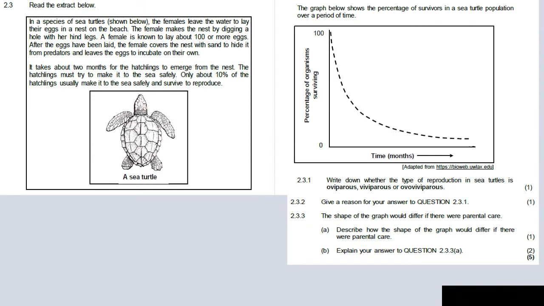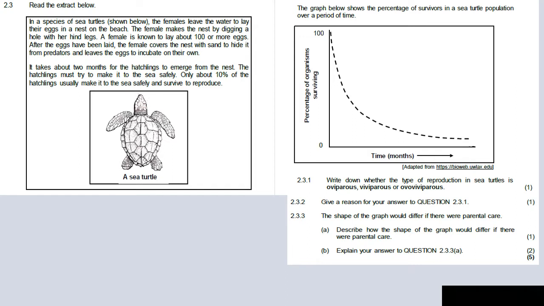Question 2.3. Read the extract below. In a species of sea turtles, shown below, the females leave the water to lay their eggs in a nest on the beach. The female makes the nest by digging a hole with her hind legs, her back legs. A female is known to lay about 100 or more eggs. After the eggs have been laid, the female covers the nest with sand to hide it from predators and leaves the eggs to incubate on their own.